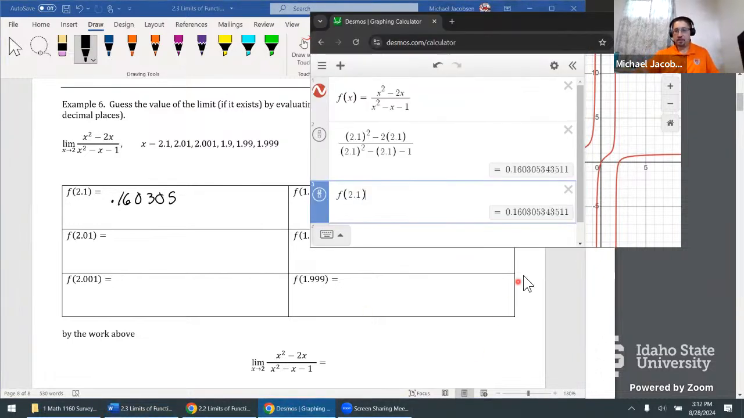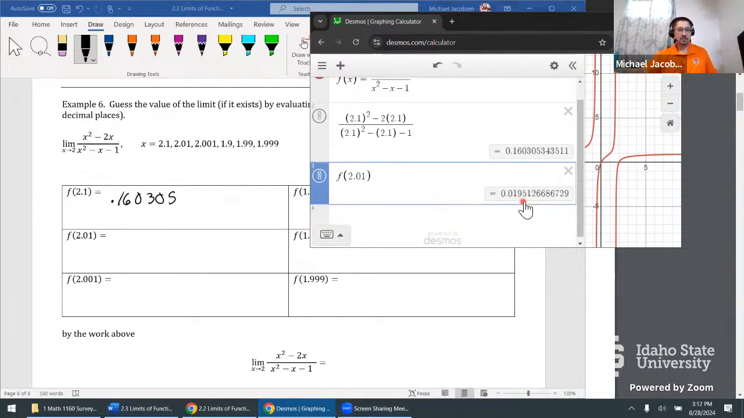Then pretty much just rinse and repeat on this. Next one is at 2.01. So just throw a 0 in there, and that's the next function value. Notice the outputs to this function are getting smaller. This time it's 0.019513 if we're rounding.